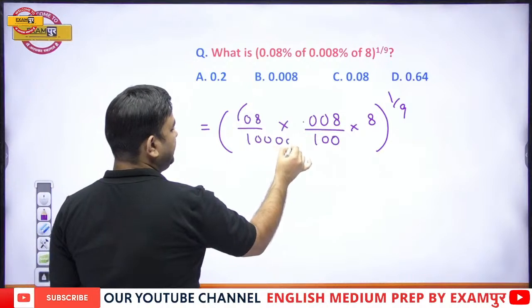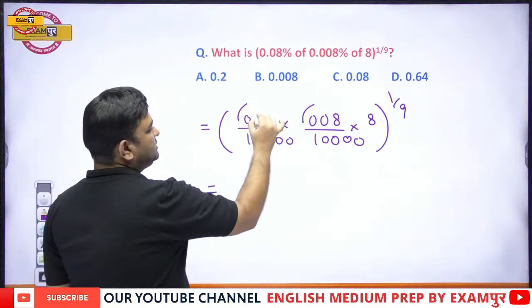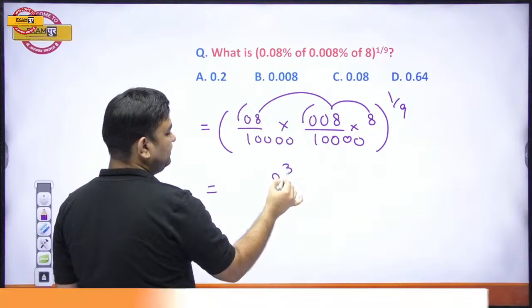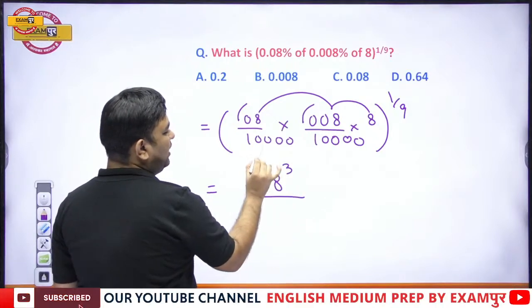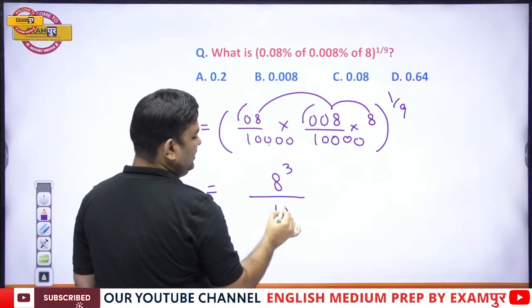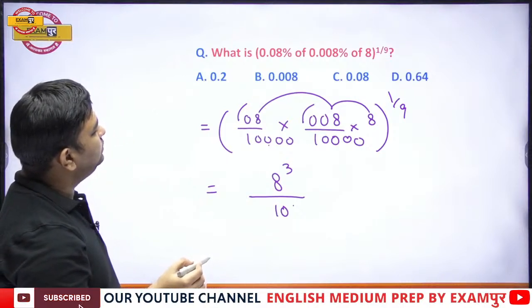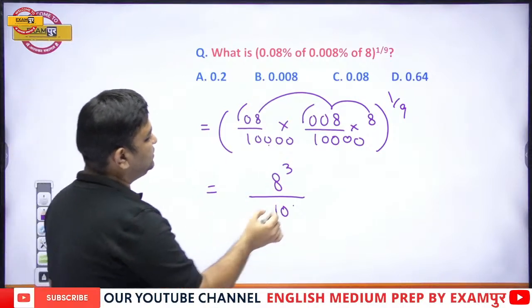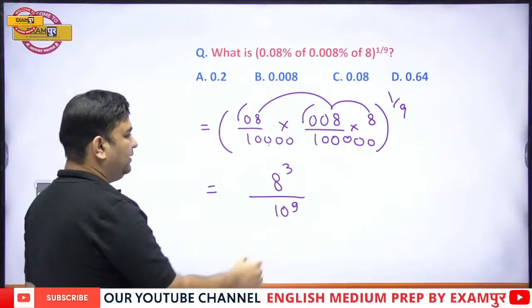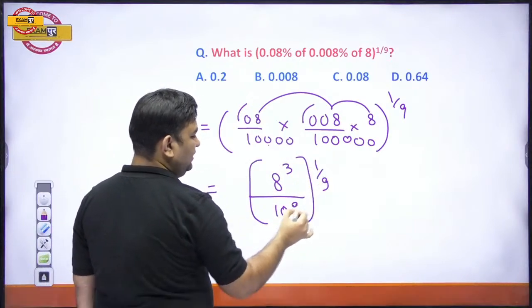Two more zeros. So 8 ka cube. This is 8 ka cube. And this is 1, 2, 3, 4, 5, 6, 7, 8. 10 to the power. Three zeros were there. 10 to the power 9. Divide by 1 by 9.